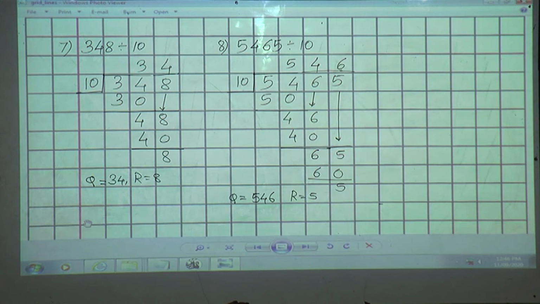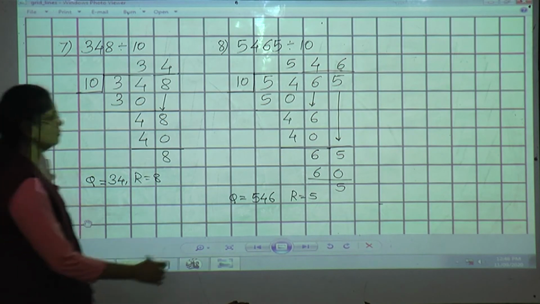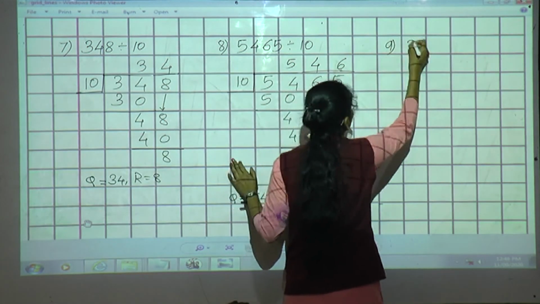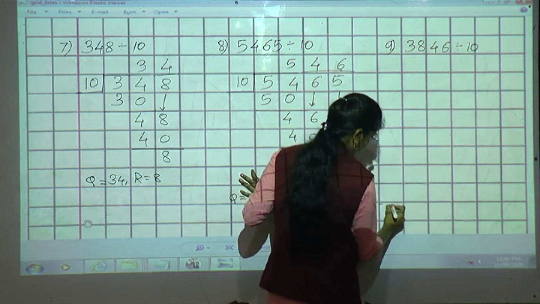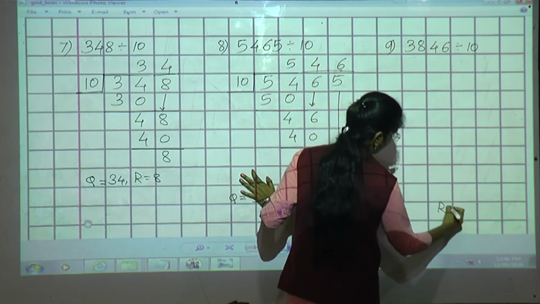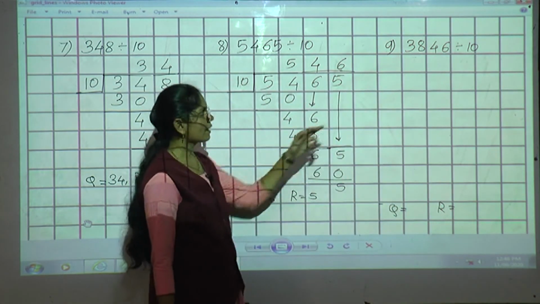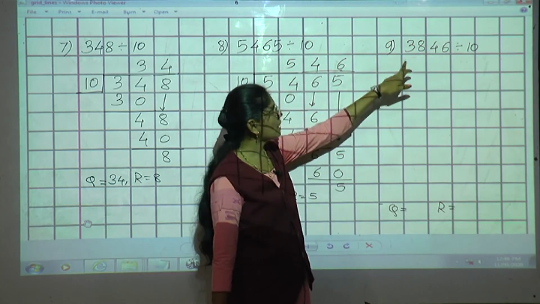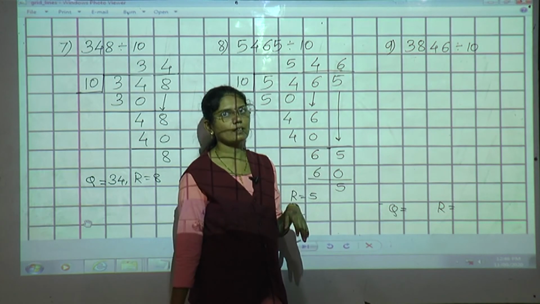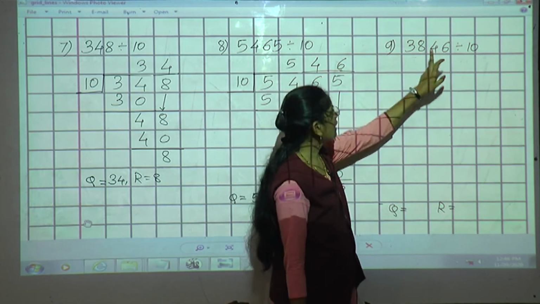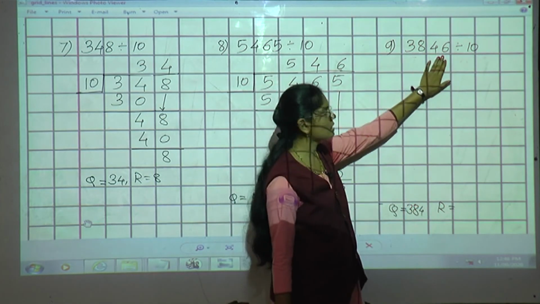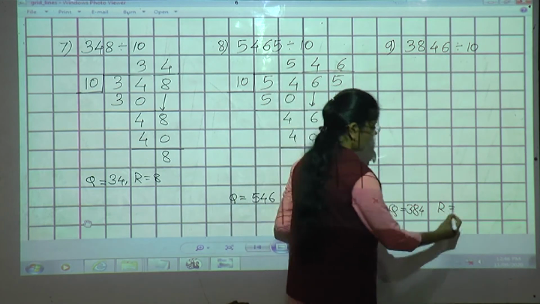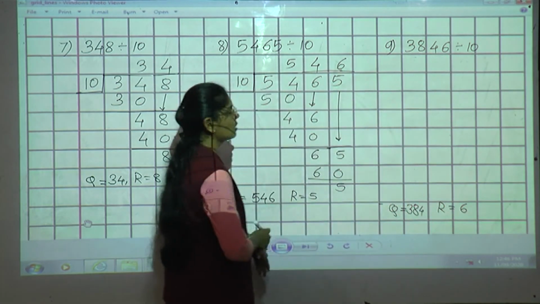Okay. So take the next example. One more example is 3846. 3846 by 10. Now look at the board. See the number carefully and tell me. Here also again the divisor is 10. So tell me the quotient. What quotient should we get after solving? Yes, 384. So I'll write here 384, and see the ones place. At ones place here 6 is there. So 6 will be the remainder. Okay. So let us check the example now.